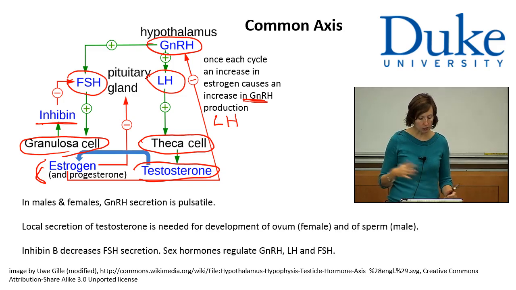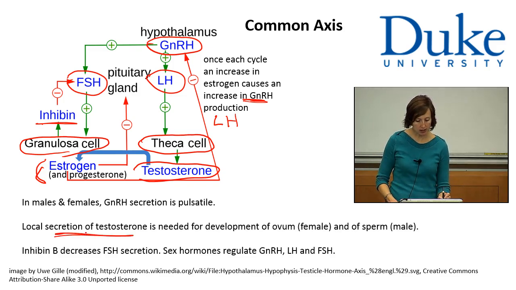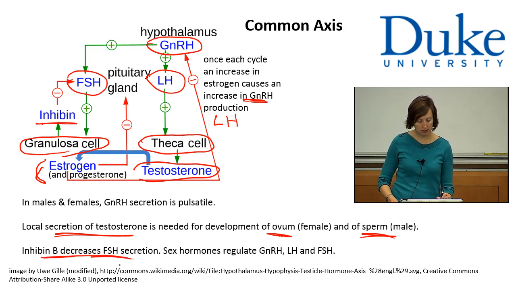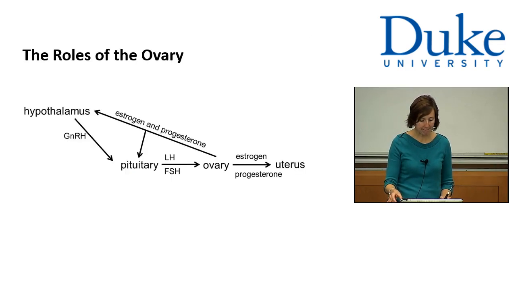So again, we're going to have local secretion of testosterone that's required for female and male germ cell development, and that we're going to have inhibins that are going to decrease FSH production, and our sex hormones are going to regulate the hypothalamus and the pituitary. So very similar to the male.